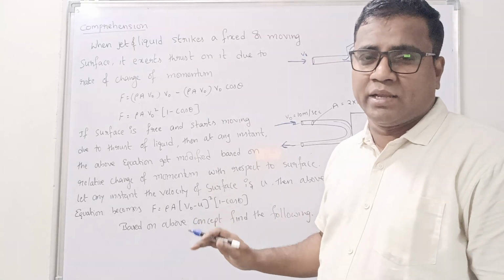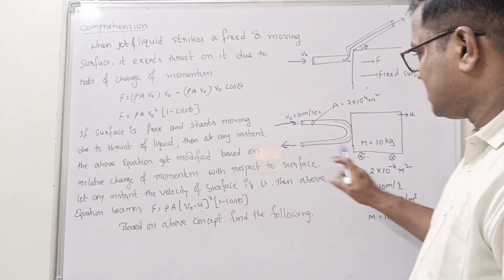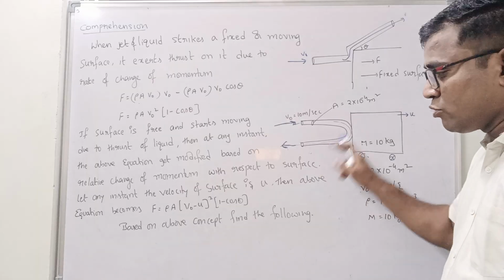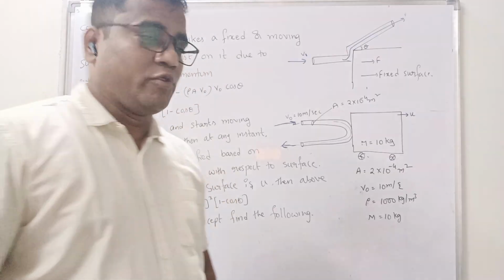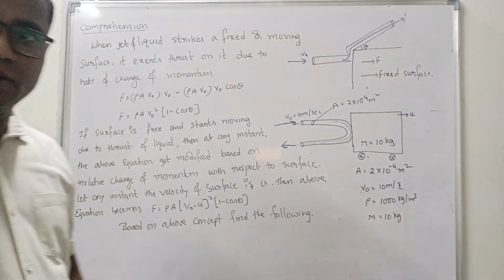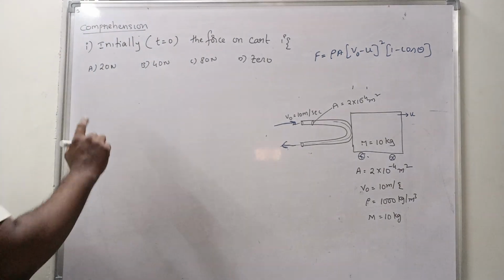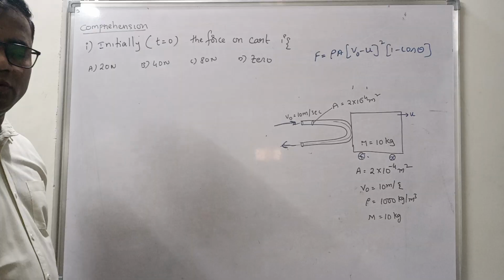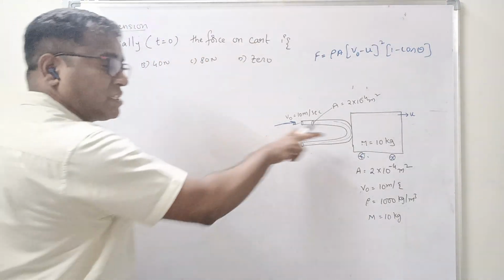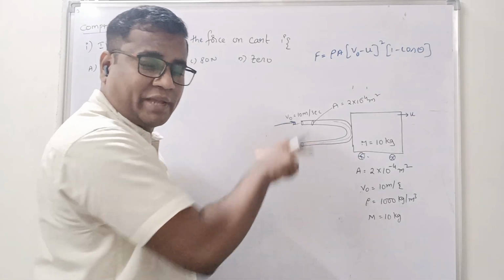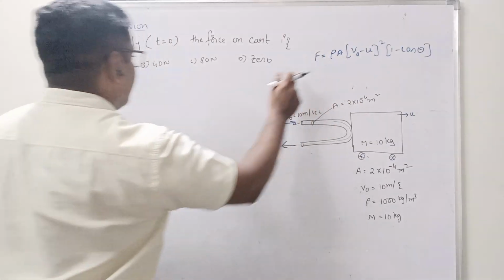So I hope you understood, right? The concept you understood, right? So this one is the concept. Based on the concept he has given this one. So based on this we are going to solve some numericals. Clear? If you want to make a note, please make a note. See, the first question is saying that initially at t is equal to 0, the force on the cart, how much force is acting on the cart? We have to calculate.